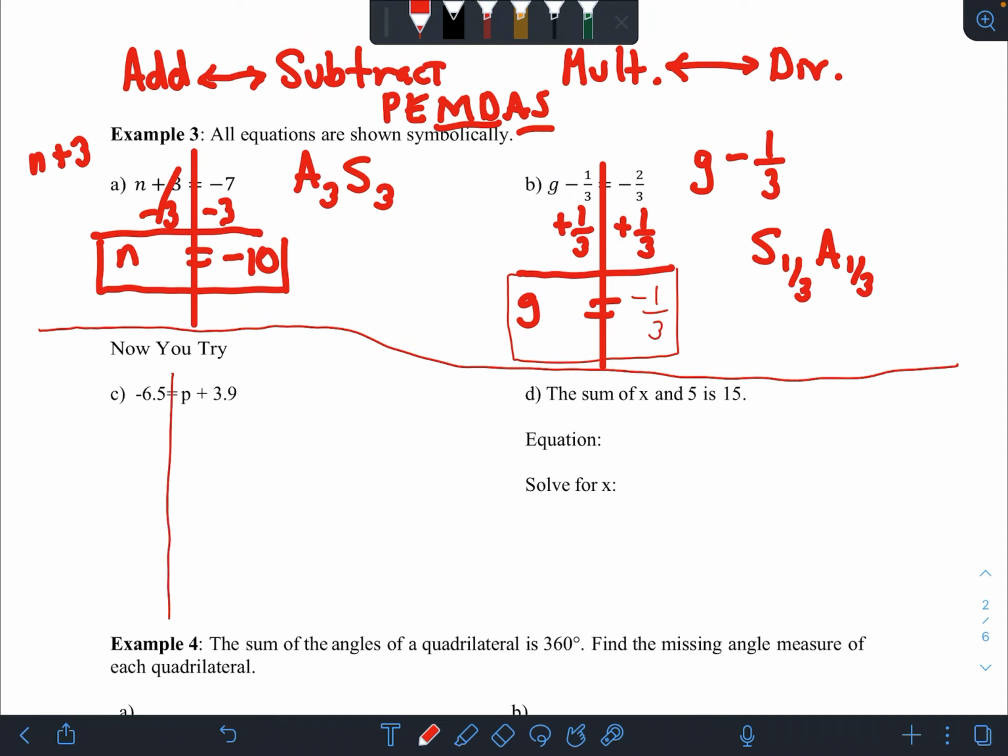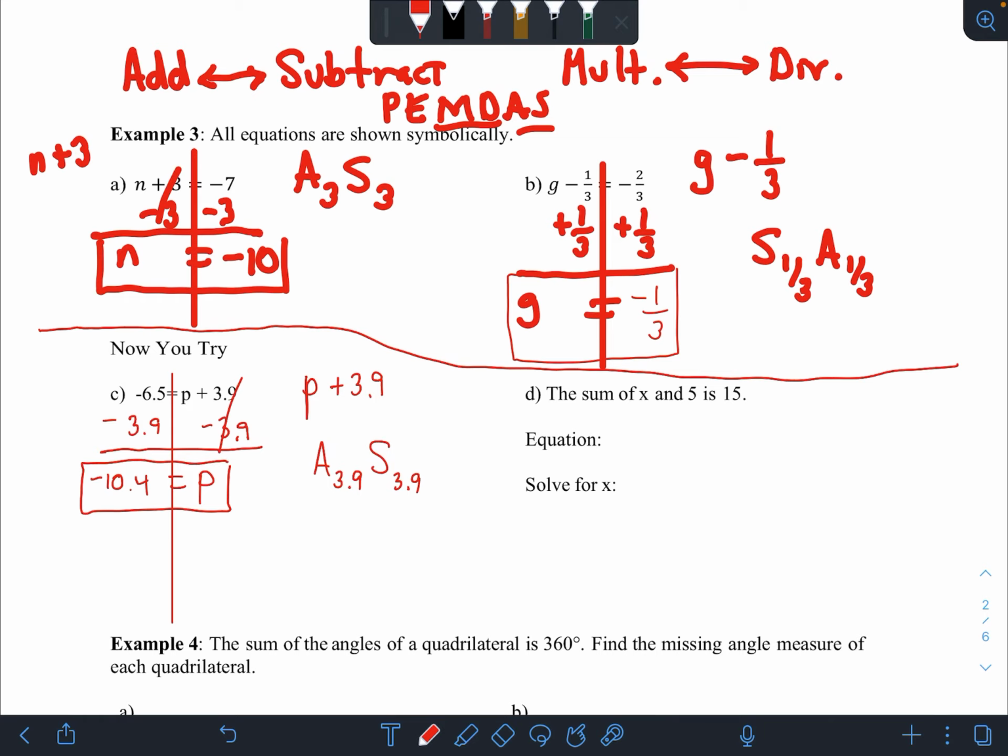We have a P on the right side this time. It doesn't matter which side it's on, just look at where the P is. P on the right side has a plus 3.9 added to it. The opposite of adding is to subtract 3.9. So if we subtract 3.9 from both sides, the 3.9's cancel. We're left with P. Negative 6.5 and negative 3.9 is negative 10.4. That's our P value there.